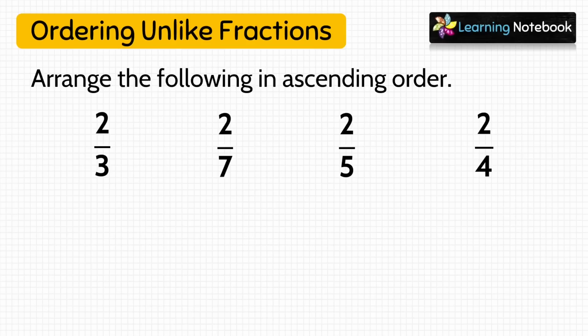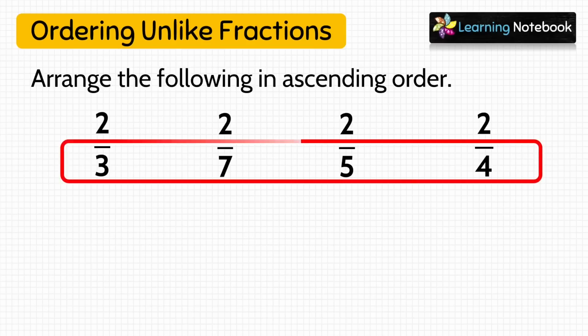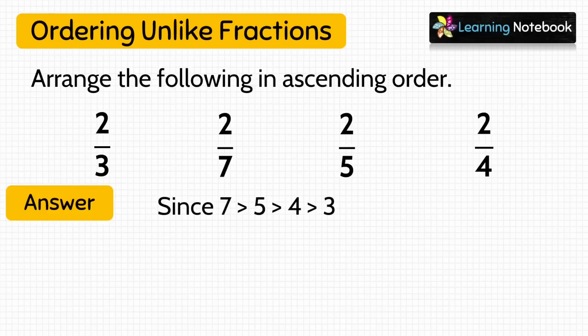These 4 fractions have the same numerators but different denominators. Since the numerators are the same, we will just compare their denominators. Greater the denominator, the smaller is the fraction. So here denominator 7 is greater than 5, 5 is greater than 4 and 4 is greater than 3. So this means the fraction having denominator 7 is the smallest fraction.